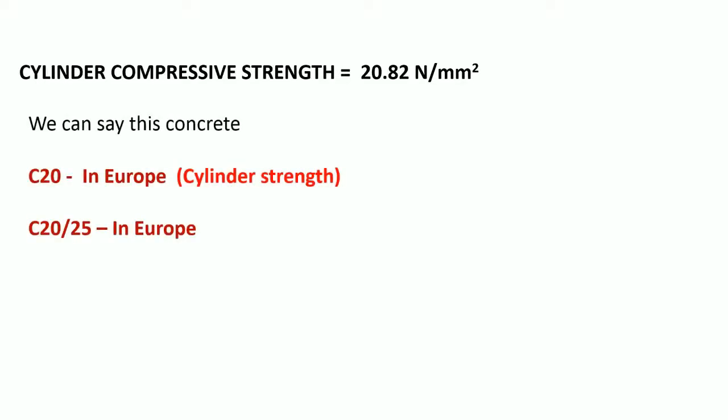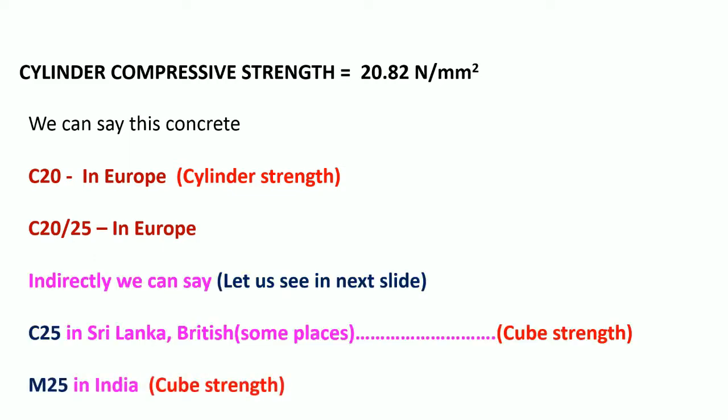We can say this concrete is C20 in Europe because we consider cylinder strength, or C20/25 in Europe, Y25. Okay, we will discuss it on the next slide. Indirectly, we can say C25 in Sri Lanka because we consider cube strength, and M25 in India.